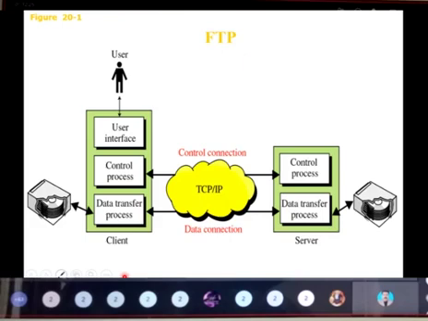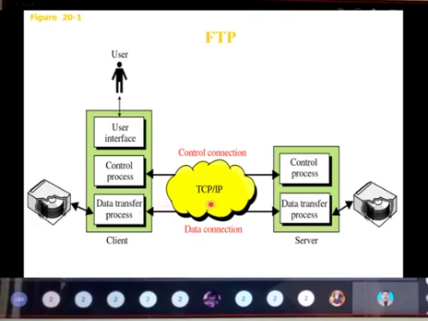Here you can see the diagram. The user is sending data, from client to server. How does it communicate the message? The client is sending the message to the server. In the client, three parts are there: one is the user interface, another is the control process, and another is the data transfer process. Three classifications are there.